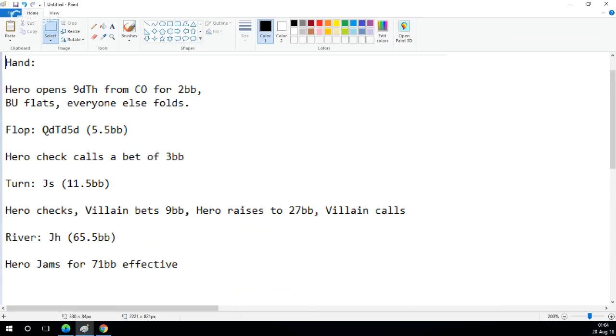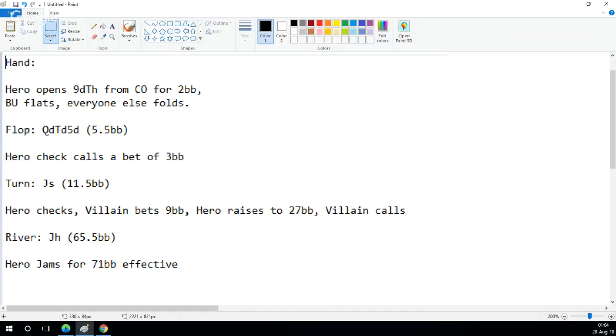Yeah, this one. So, 9-10 offsuit, I open from cutoff for 2 big blinds. It's not something I do often, but players behind me are not very 3-bet happy, so I decided this would be profitable. And the flop comes Queen 10-5.